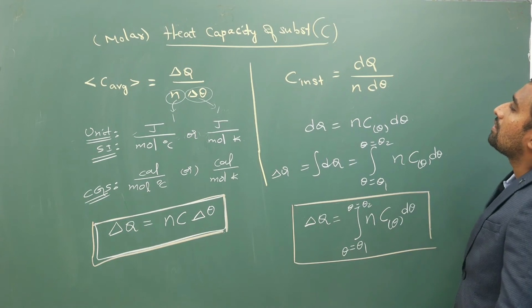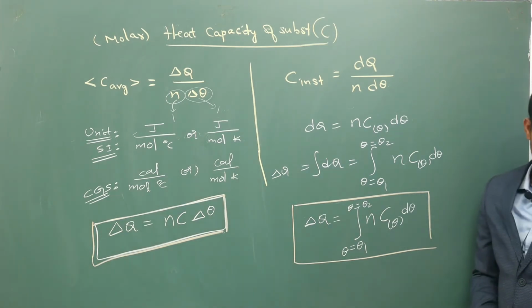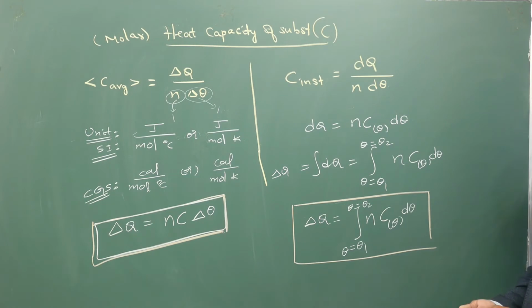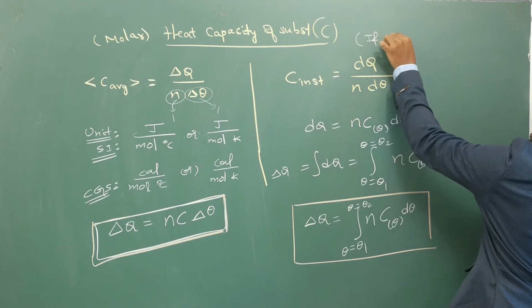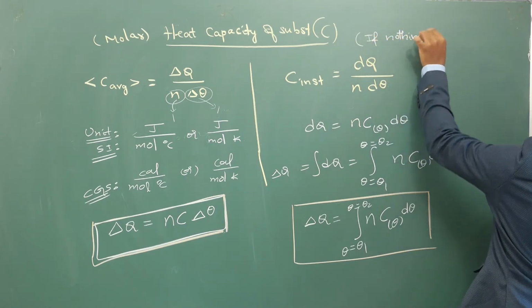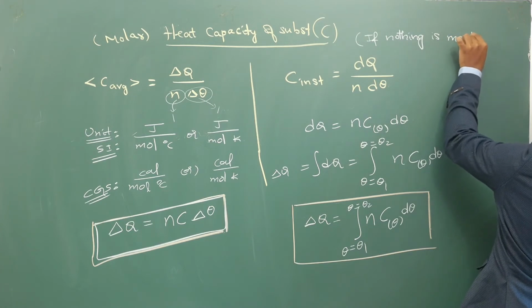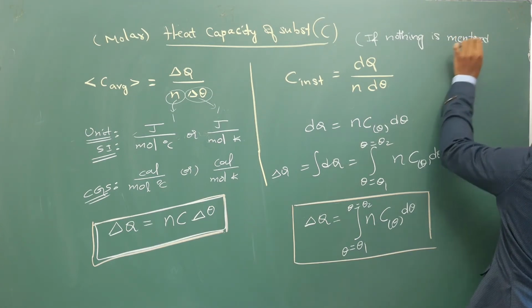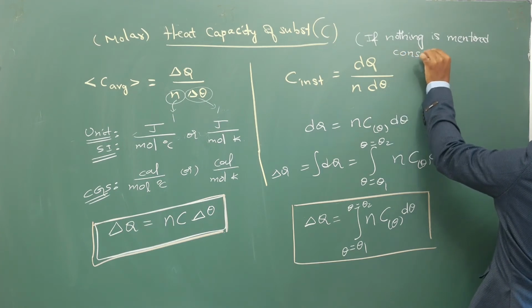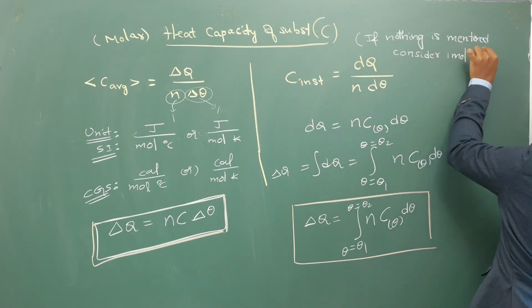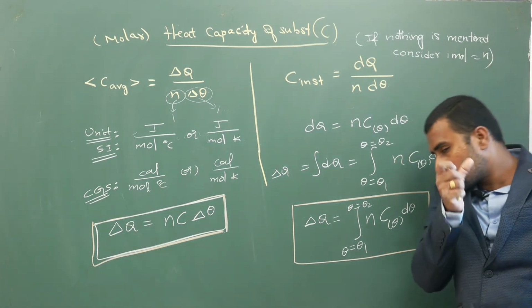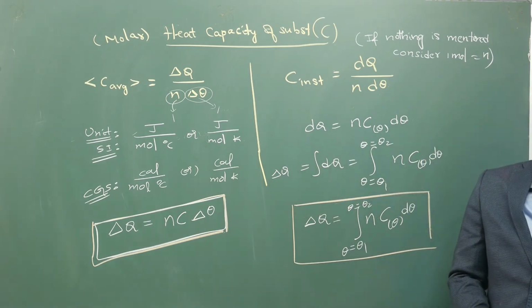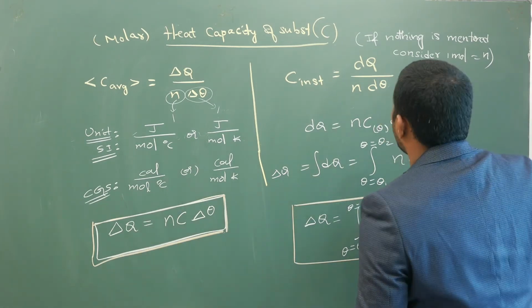Now come on, take the screenshot, copy it. If nothing is mentioned, consider 1 mole. While doing problems, for problem's sake, if nothing is mentioned, consider 1 mole. If the number of moles is given, use it. If it is not given, just simply take n equal to 1. Now next I am going to erase it.